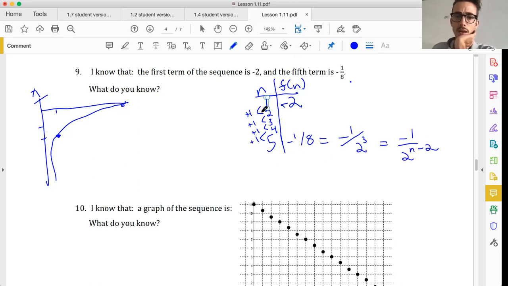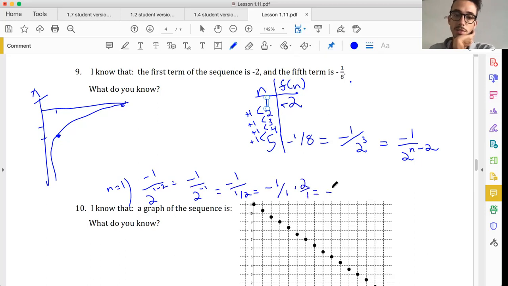Well, let's try if n was 1. If n was 1, you would have -1 over 2 to the 1 minus 2, which is -1 over 2 to the -1 power. 2 to the -1 power can be rewritten as 1/2. This can be rewritten as -1 over 1 multiplying with 2 over 1. So that gets us -2. Lo and behold, this is our explicit equation.